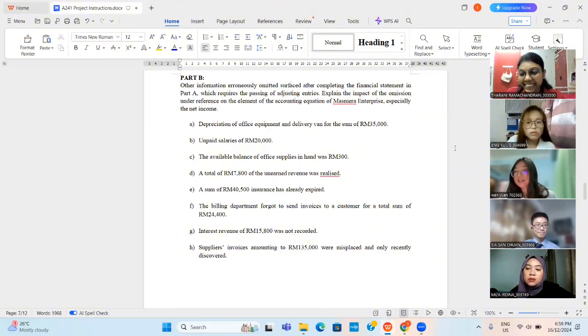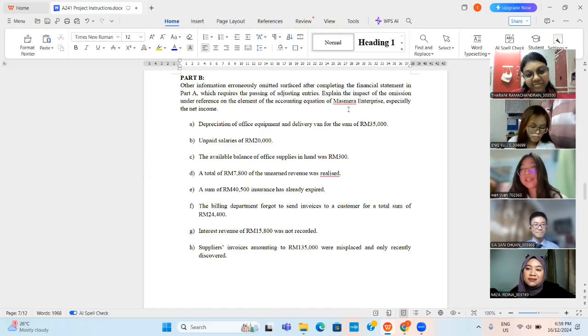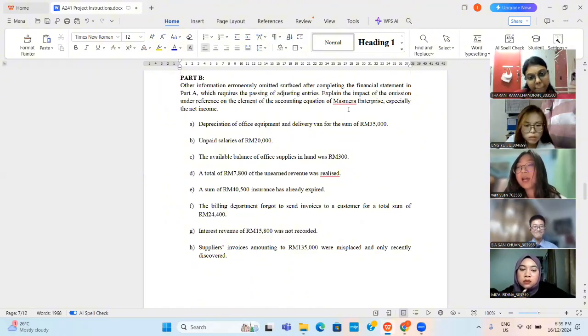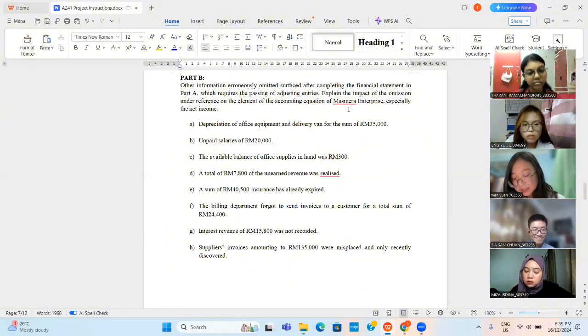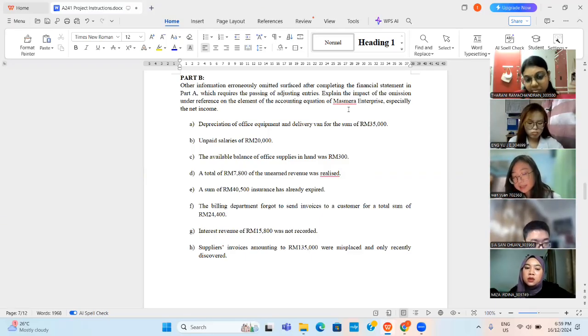Yes. Okay, now I start. Looking at the question, for question A, the depreciation of office equipment and delivery van for the sum of RM 3,500. We can reflect on accounting equation for the asset. It is a decrease because the accumulated depreciation increases, and for the equity, it is a decrease because the expense reduces net income. And for the net income impact, it is decreased by 3,500 as depreciation is an expense.